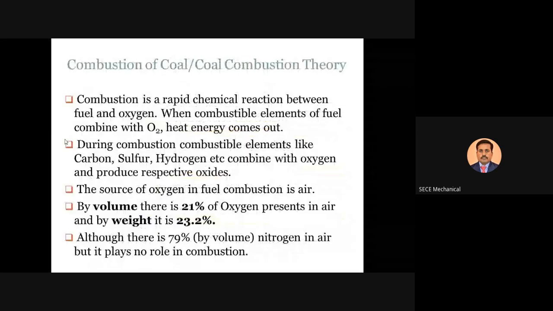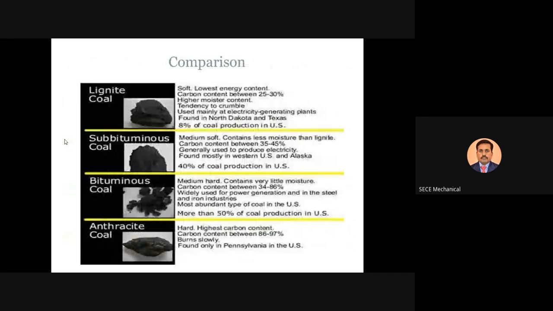Before starting the combustion, first we will compare the four different types of coal. Peat is the earlier stage of coal. It is not a coal, but the first formation is peat. Then we have four different types of coal: lignite, subbituminous, bituminous, and the last one, anthracite. While comparing these, anthracite coal has a high carbon content. The carbon content is 86 to 97 percent, and it burns slowly. That is very important. If it burns slowly, you will get more heat.